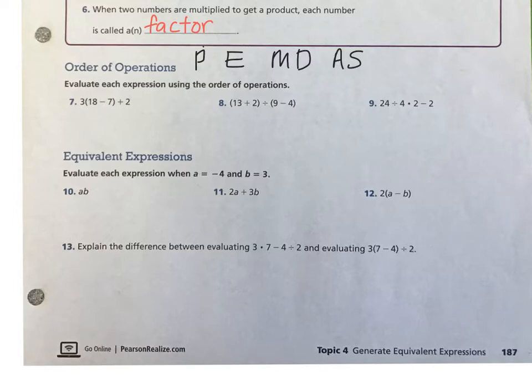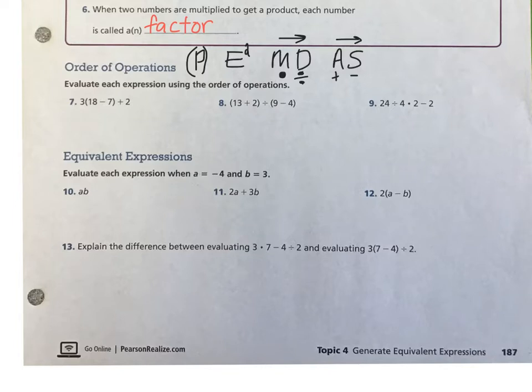The "please" stands for parentheses. E stands for exponents. M and D are multiplication and division, and those go in order from left to right. It's not always multiplication first, it's whichever comes first in the expression. And then the A stands for addition, and the S stands for subtraction. Again, in order from left to right, however it is that they appear in the expression.